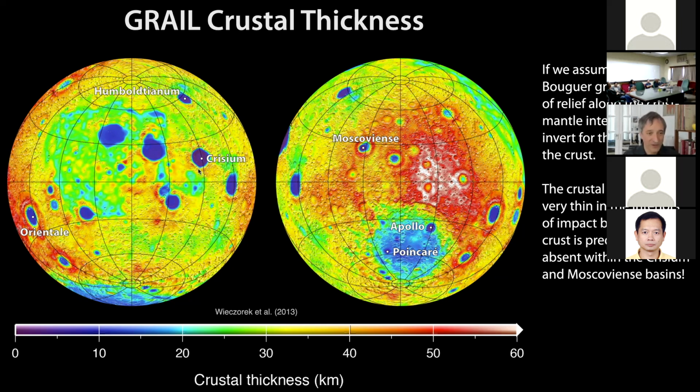Now, what is surprising to me is that there are a few impact basins where the thickness of the crust is predicted to be close to zero. And this is in particular for the Chien-Shiung impact basin on the near side and the Moscoviense impact basin on the far side. And what this suggests to me is that these two basins might have excavated all the way through the crust and into the underlying mantle of the moon, and that maybe the mantle of the moon is going to be exposed on the surface. So I will talk about this at the very end of my talk.